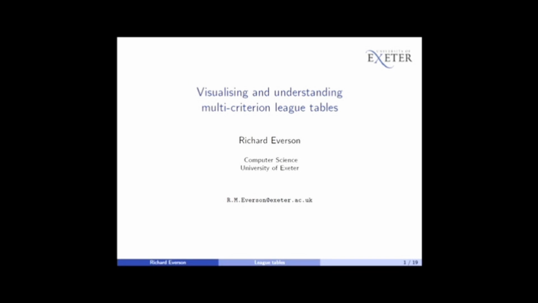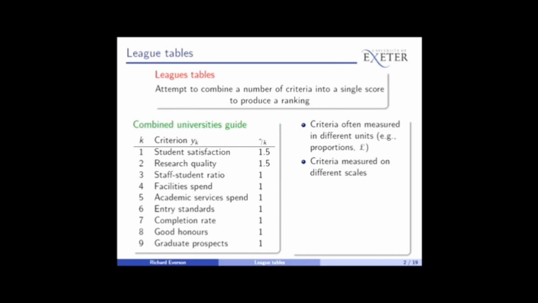And so what I'd like to talk about today is a little bit of work that we've been doing to try and flesh out the league table, to have a look at the several criteria which go into any particular league table, and so just a couple of methods for trying to understand them. So I think what these league tables try to do, as I've set up here, is they try to combine a number of criteria into a single score, which is then used to produce a ranking.